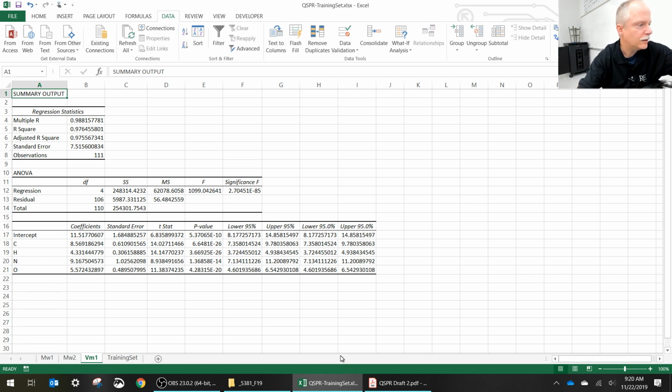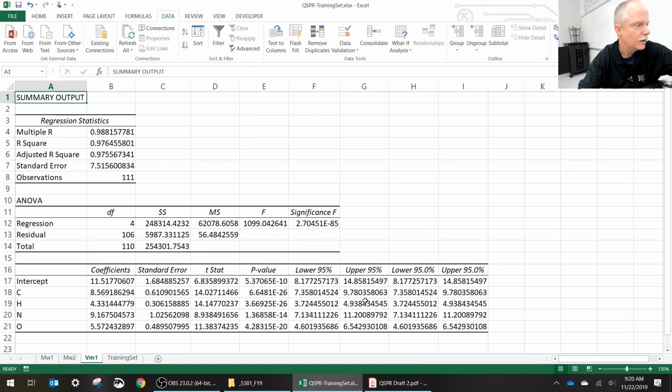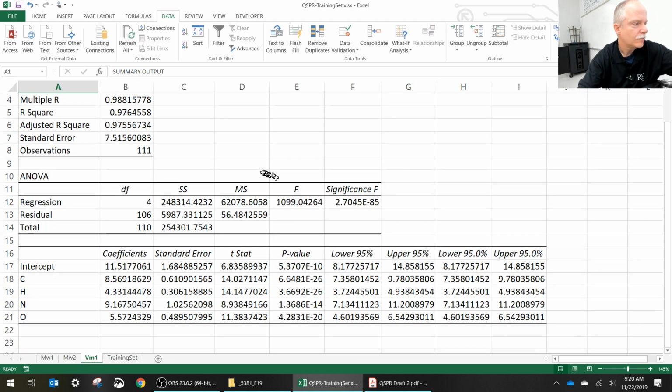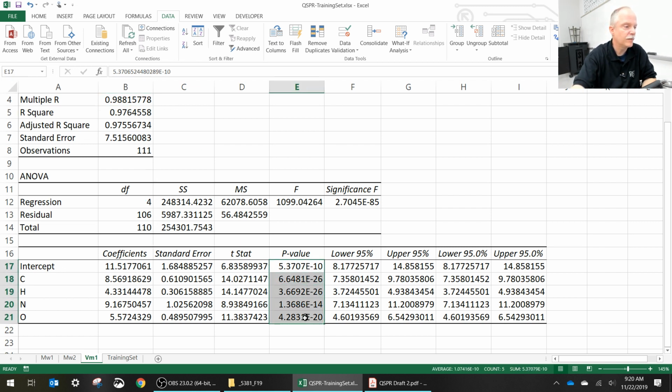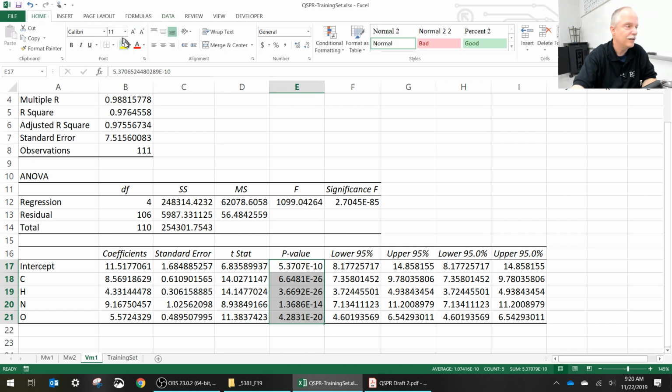Let me make it a little bigger so that you can actually see the numbers. How do we know if it's pretty good? Well, we've got a decent R squared. We got 0.97 for an R squared value on 110 compounds and different types of compounds. We have some nitrates and we have some amines and nitriles and so on. Aldehydes, ketones, alcohols. And look at our p-values here. Yeah, they're pretty good. We have our standard errors and our coefficients.